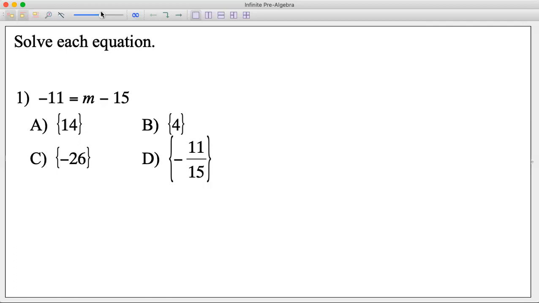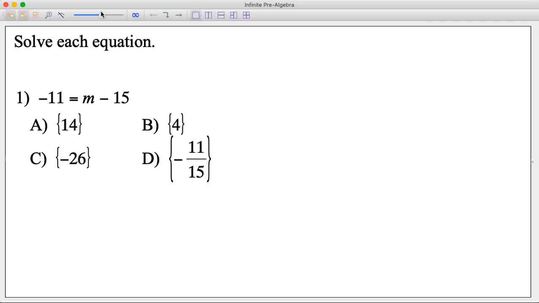The guide or the steps to solve an equation are those three questions and one statement. The first question: is the variable by itself? So you identify it. Where is it? It's on the right side. Is it by itself? No, there's a 15. I need to get rid of the 15 in order for the M to be by itself.